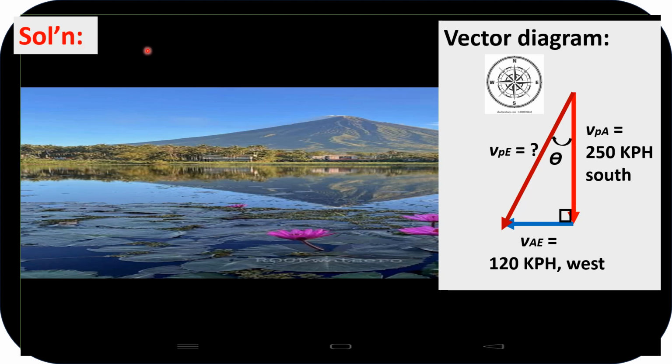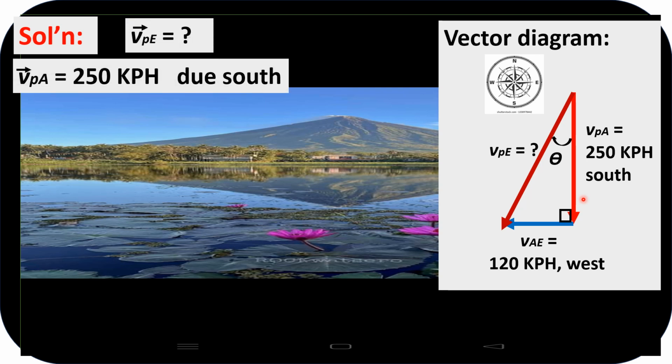This problem involves velocities in two dimensions, southward and westward. So it is a relative velocity problem using vectors. We are given the magnitude and direction of the velocity of the plane relative to the air. This is represented by the red vector arrow. So we say that the vector v sub PA is equal to 250 kilometers per hour due south.